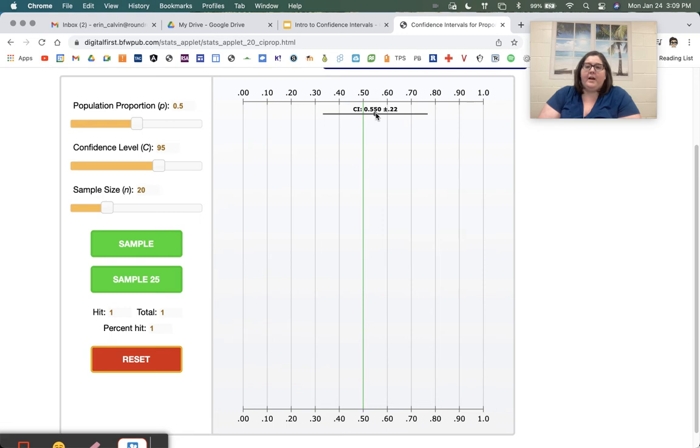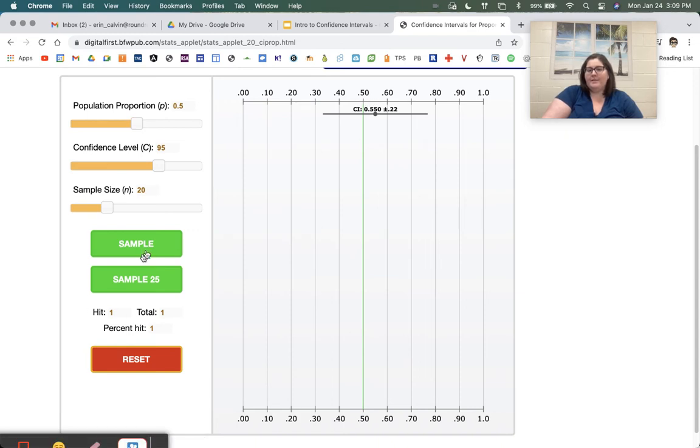So that margin of error is saying plus or minus 0.22. So the margin of error is pretty wide. So we're going 55% plus or minus 22%. So that's a pretty wide interval. But that interval does happen to capture that true population proportion of 0.5.